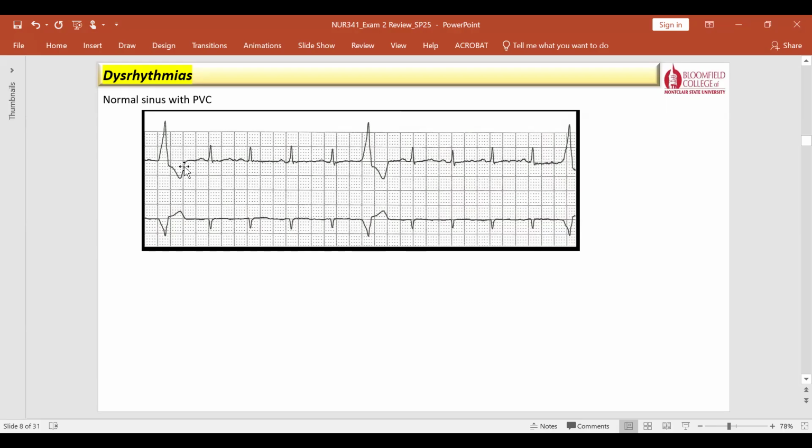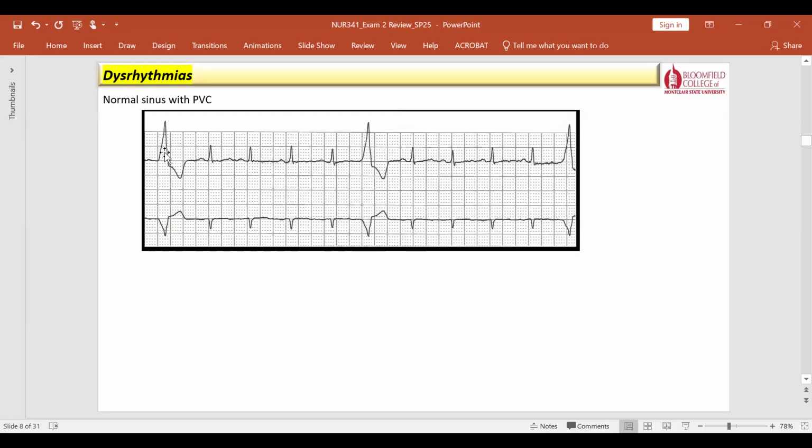So this is an ectopic cell from the ventricle that has erupted and created the dysrhythmia, which is going to be called PVC, premature ventricular contraction. One of the cells in the ventricles decided to pace the heart and fire the impulse and create the PVC.